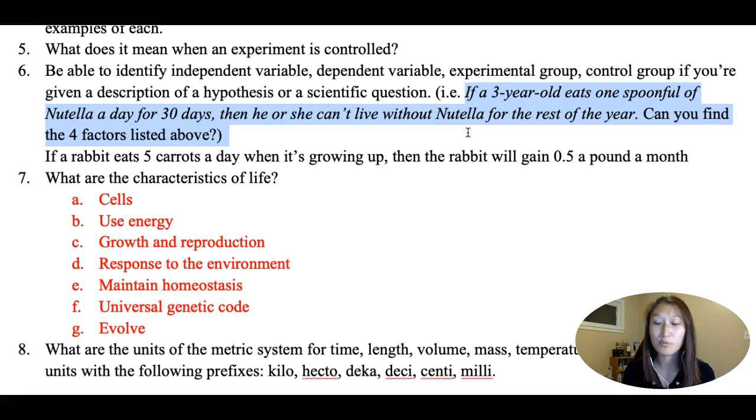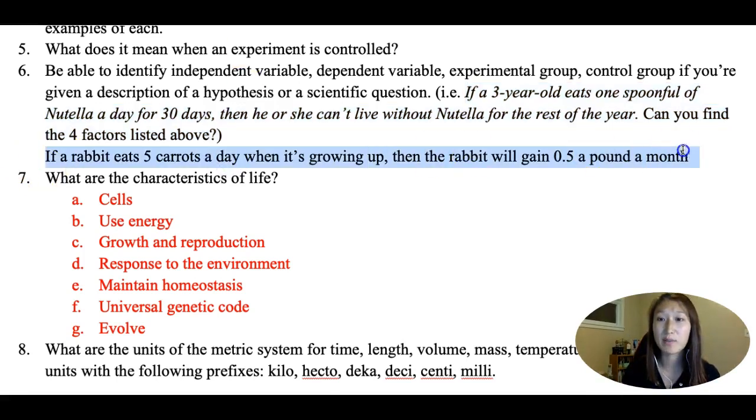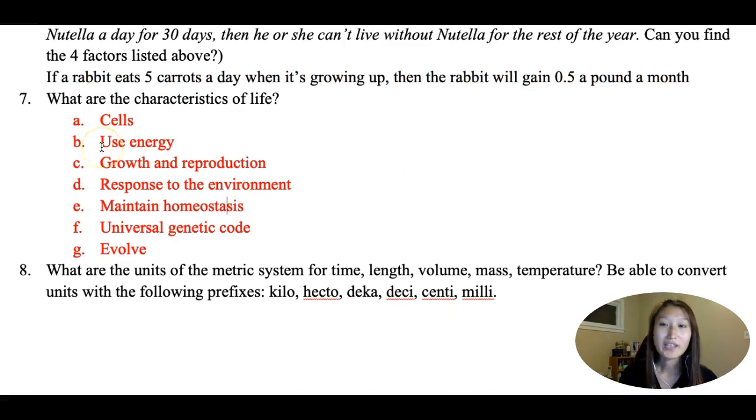And the control group is when you're removing the independent variable completely. So in this case, you could have kids who are not being fed Nutella at all. Those will be your control group. In comparison, for the bottom one, for the rabbits, if you're having rabbits eating 5 carrots a day, those will be the experimental group. And the rabbits that are not being fed carrots at all will be your control group. Okay, so I hope this makes sense.